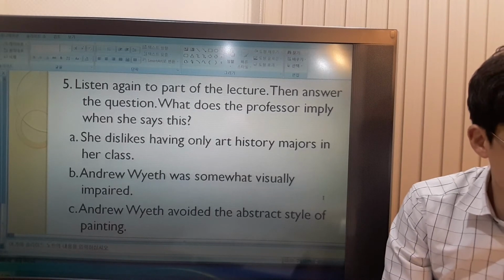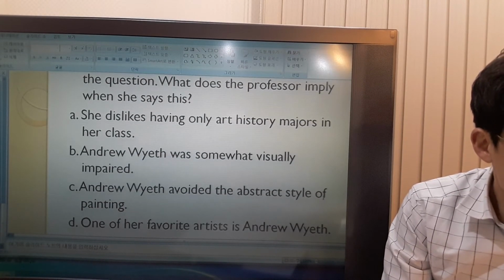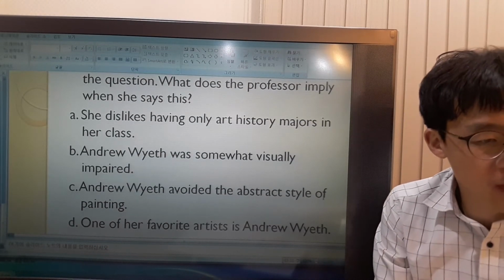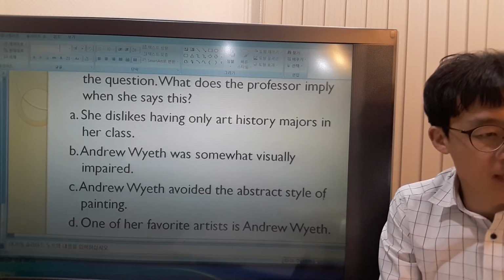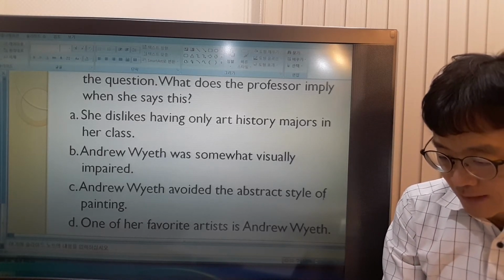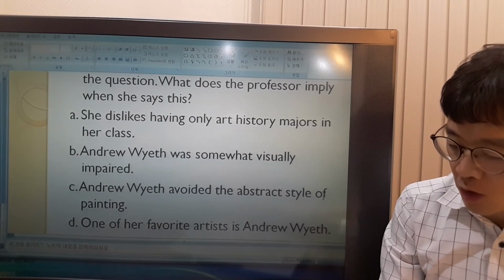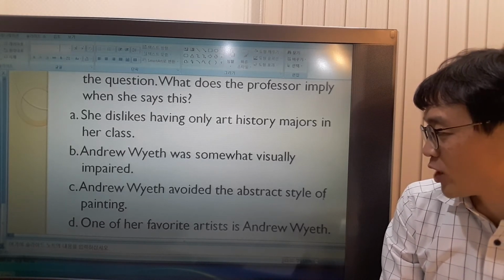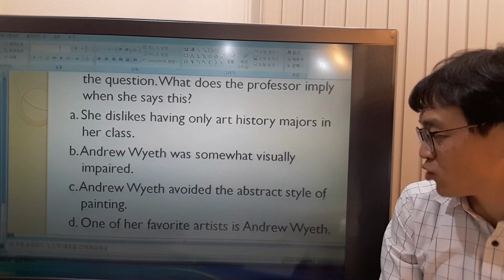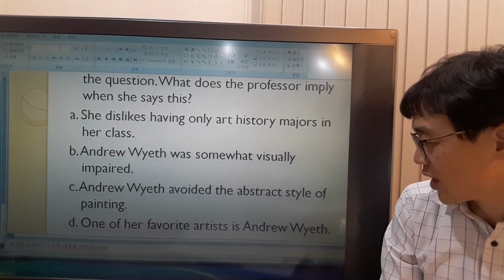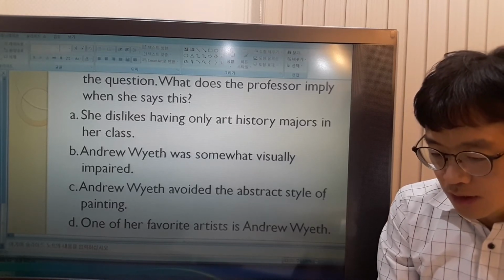The answer should be C, right? Andrew Wyeth avoided the abstract style of painting because abstract style is the opposite of realist. Abstract means relating to ideas rather than real things or people, okay? So C is the answer.